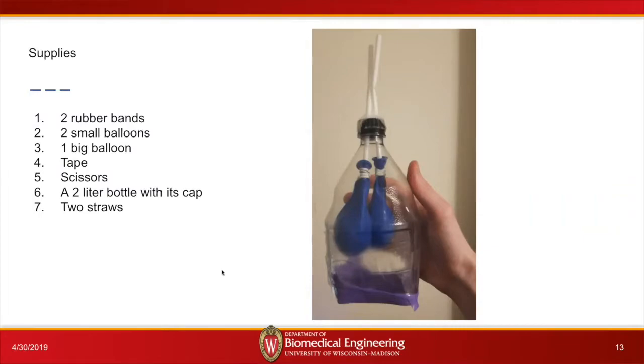In order to make the anatomical model of the lungs, you'll need some supplies, including 2 rubber bands, 2 small balloons, 1 big balloon, some tape, can be Scotch tape, packing tape, whatever you got, some scissors, a 2-liter bottle with its cap, and 2 straws.